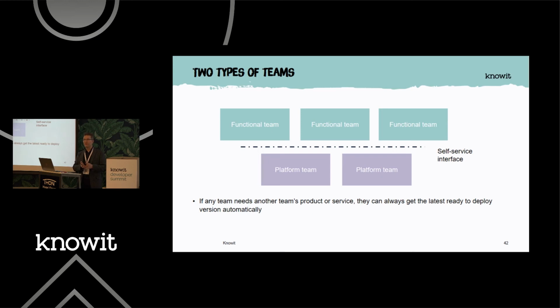So instead of sending tickets or making phone calls to the other teams, you actually create a self-service interface, meaning that whenever a functional team wants to deploy something into production, they don't need to create the deployment script, but they actually use a service called deployment script, which is maybe something developed by one platform team who is specialized in deployment scripts in the production.